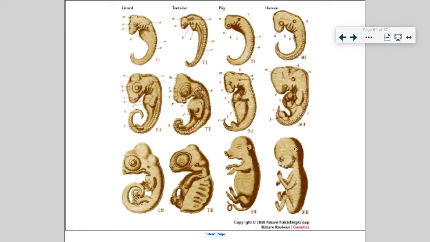I can't get over the fact that the lizard looks like that one show, like Rango! The lizard with the big eyes. He's like, hi.